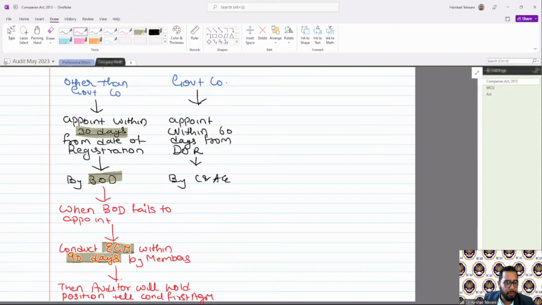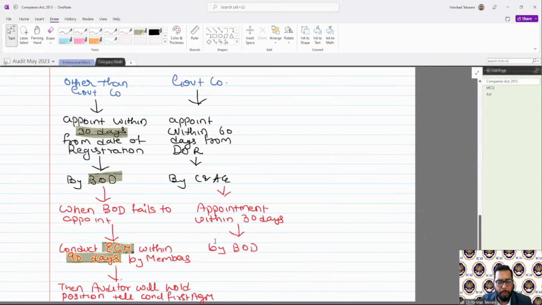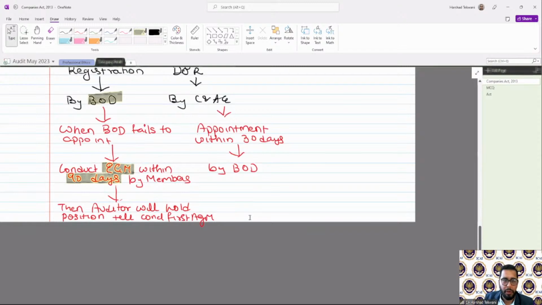If they fail, like in the previous case, when BOD fails, EGM is required to be conducted. In case CNAG fails, then appointment is required to be done by board of directors within 30 days. Okay. Now, then it passes on to the board of directors. What if board of directors fails? Then it is required to be appointed in EGM within 60 days.